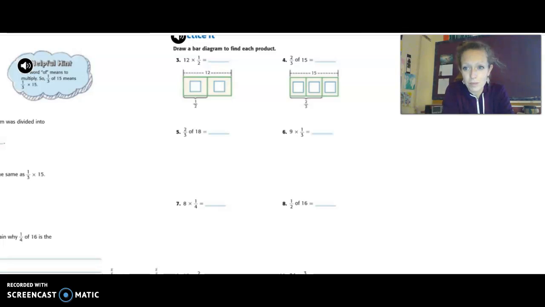All right, boys and girls, so we made it to chapter 10. We are in lesson 1, hands-on multiplying fractions. Maybe they call it parts of a number. It's multiplying fractions. Anyways, which I guess is the same thing.